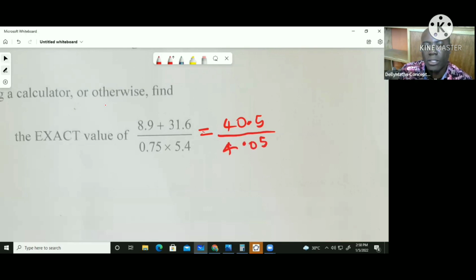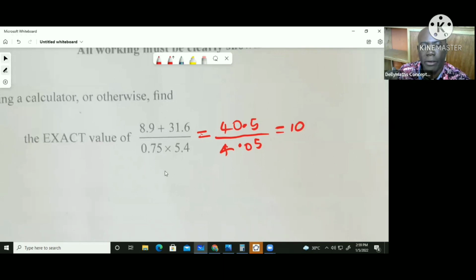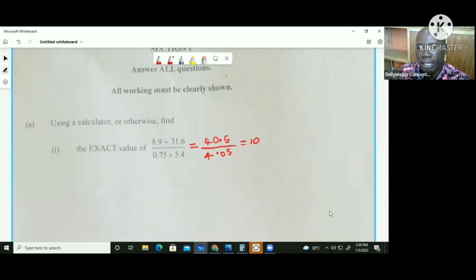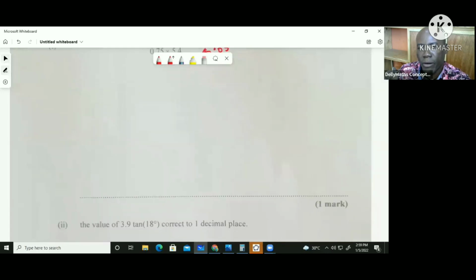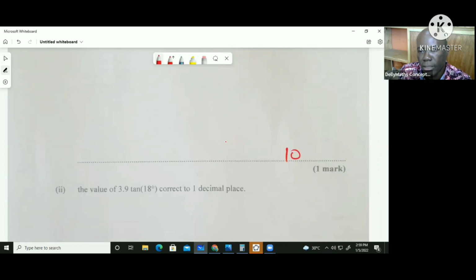4.05. And so finally, you could see right now, that's for the first part there. So the answer for that is 10. We could have easily collected our marks for that. All right. So 10. 1 mark, 10.